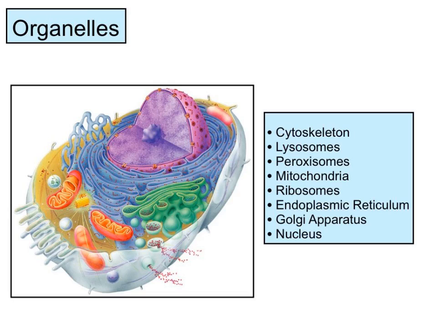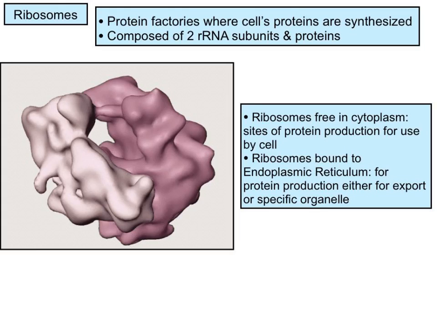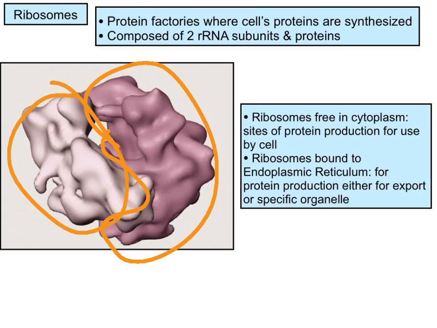So now let's look at ribosomes. Ribosomes are the protein factories wherein the cell's proteins are synthesized. And these are composed of 2 ribosomal RNA, or rRNA, subunits and proteins, a large subunit and a small subunit with a little space in between, and that will become important in physiology whenever we talk about translation.